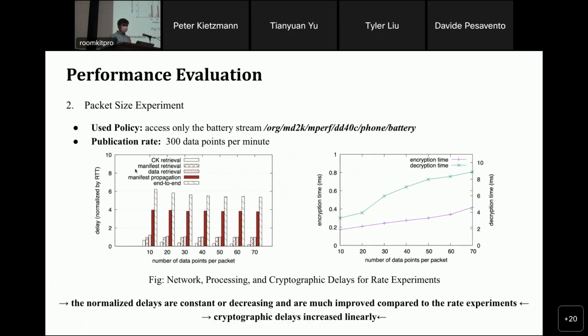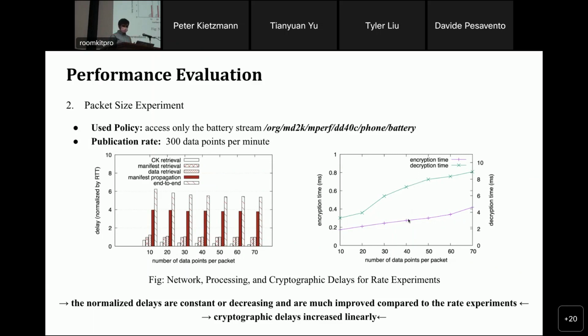Another experiment we did was a packet size experiment. In this experiment, we put a large number of data points into a single packet, from 10 to 70, and then we ran the same experiments. We found that the normalized delay in this case was almost constant. This also gives you a hint that sync and retrieval might be causing the extra delay in the previous experiment, because here, with fewer manifests being published, sync does not get overhead, and retrieval is also less. So that's why it remains constant.